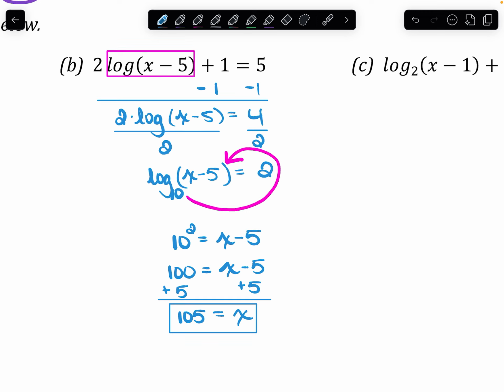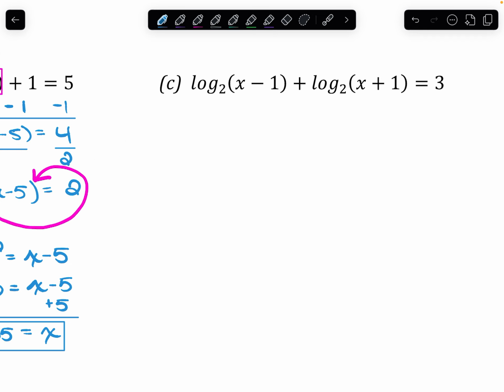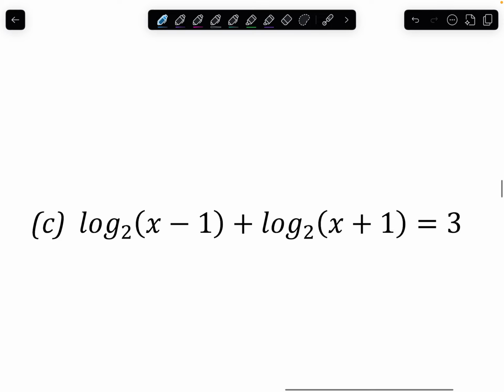All right, C. All right, C is a little bit different. We have more than one log, but they are not on opposite sides of the equal sign. So if they are not on the opposite sides of the equal sign, we can't set the insides equal. So in this case, we need to condense to a single log. So if you have more than one log on the same side, condense to a single log.